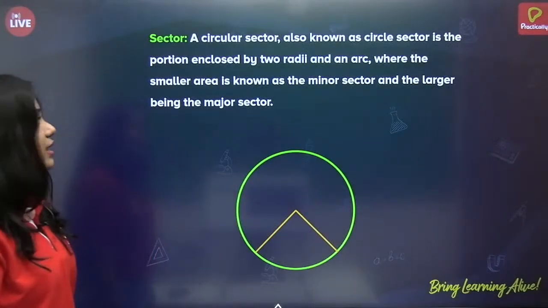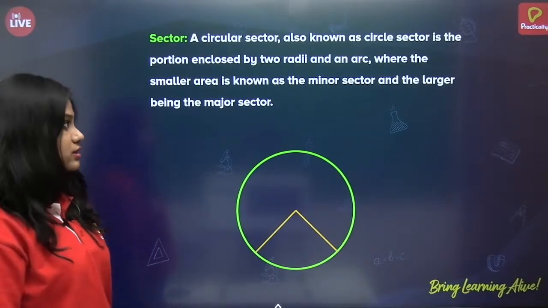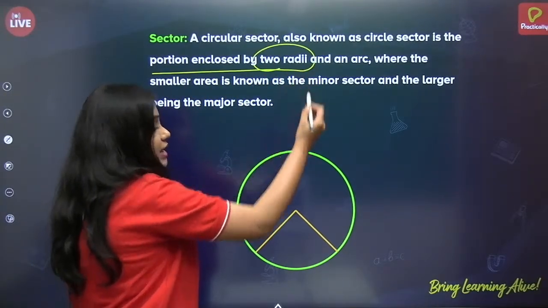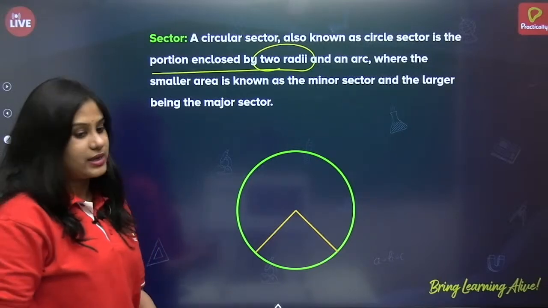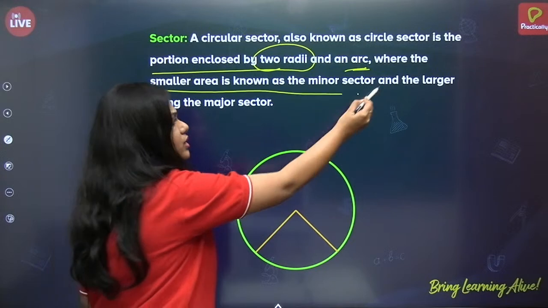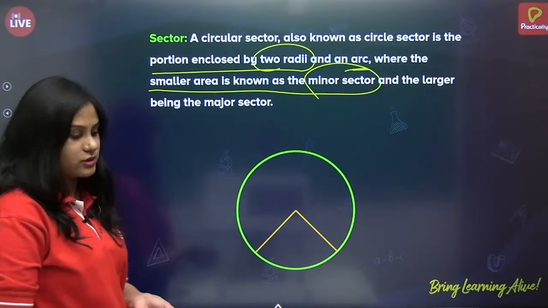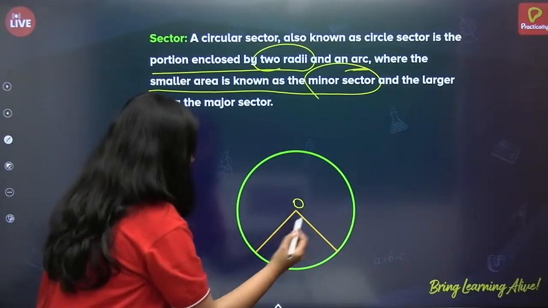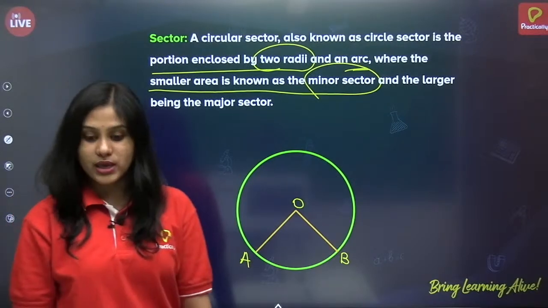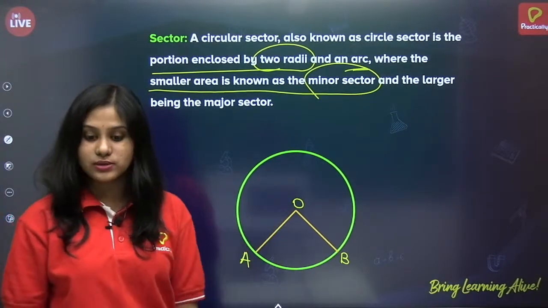Next, sector. What is a sector? A circular sector, also known as a circle sector, is the portion enclosed by two radii. Radii is the plural form of radius. And an arc where the smaller area is known as the minor sector and the major portion is known as the major sector. So in this, let me name this as O, this is A, B. What are OA and OB? Come on, answer in the comments. What are OA and OB?